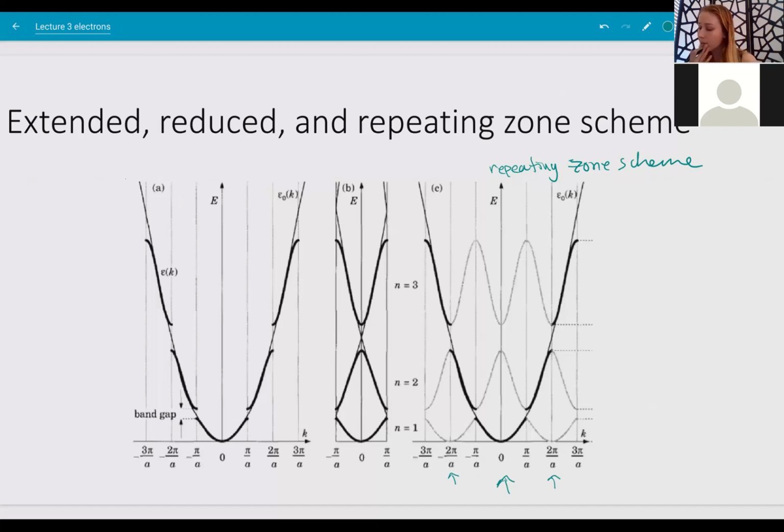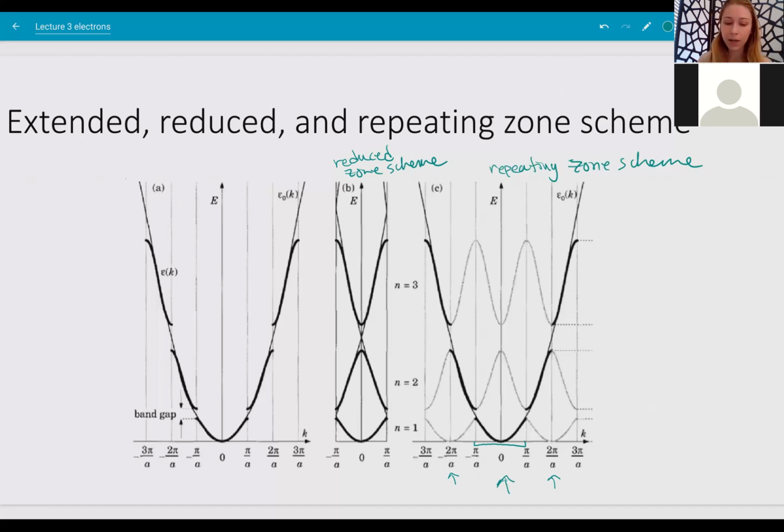Another way that one can write this information is just translate everything back into the first Brillouin zone. So this is called the reduced zone scheme, and it's in the middle. So going from the repeating zone scheme to the reduced zone scheme, you basically start off with the repeating zone scheme, and every point that is outside the first Brillouin zone, so first Brillouin zone is between pi over a and minus pi over a, everything outside there, you just translate by some integer multiple of 2 pi over a to get it into the first Brillouin zone. And that is what you end up in the middle. That's the reduced zone scheme.